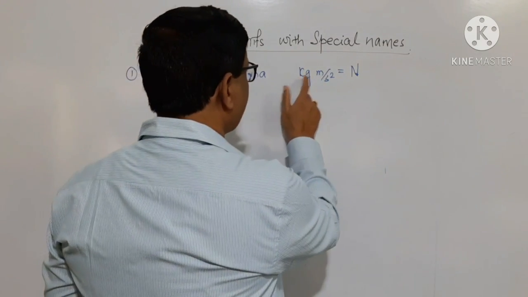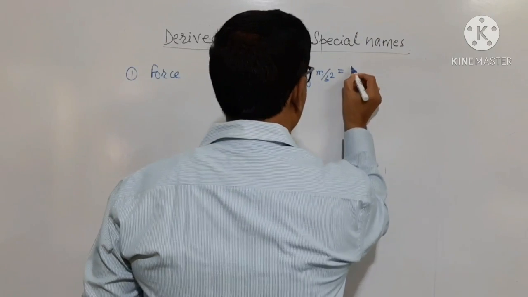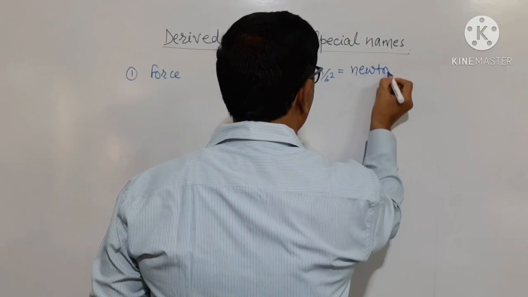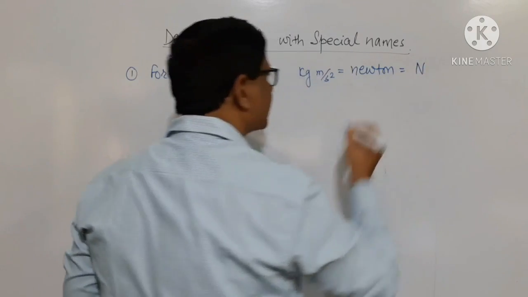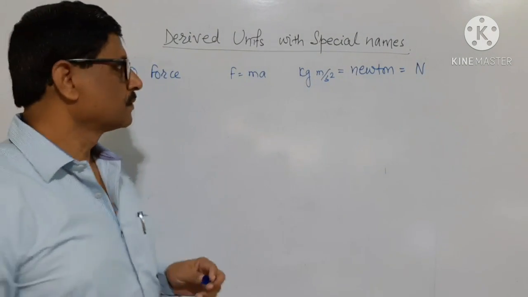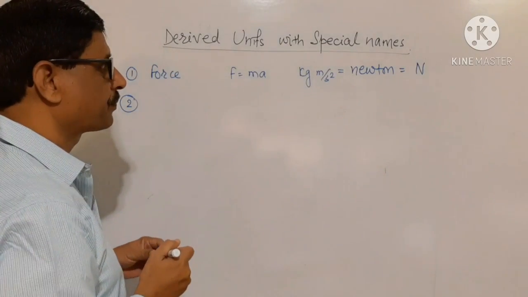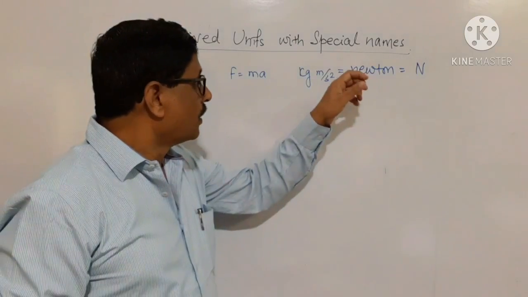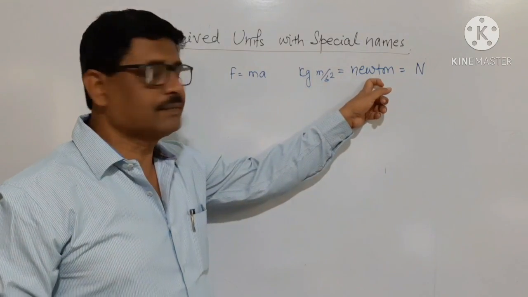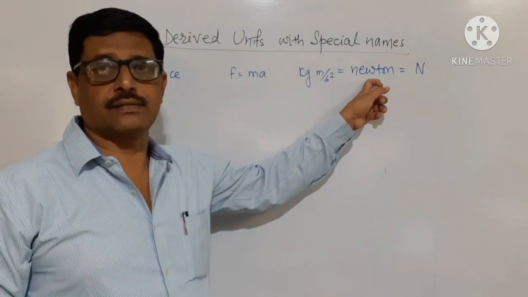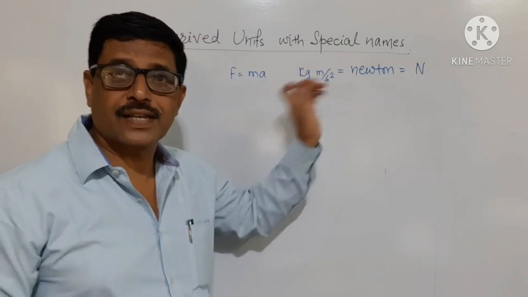Therefore, 1 kilogram meter per second square is equal to 1 Newton, and when I am writing it in full form, it should be Newton, or it should be written as a capital letter as a symbol. This is about the derived unit with a special name. Force is a derived unit. Its unit is a Newton. It's a special unit. Actually, the unit should be kilogram meter per second square.